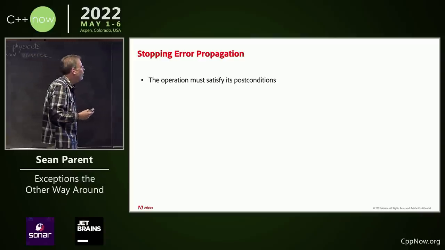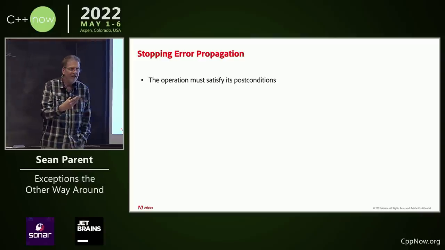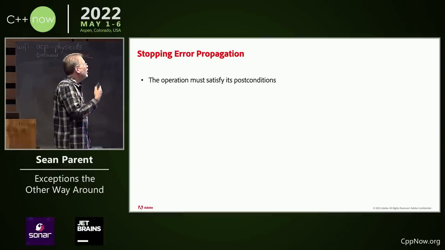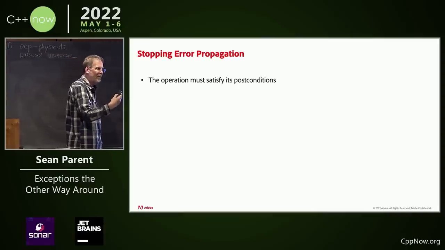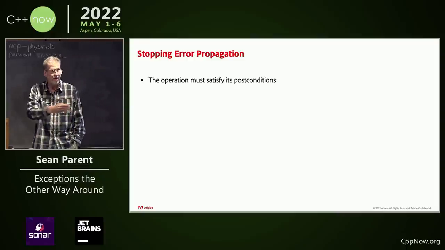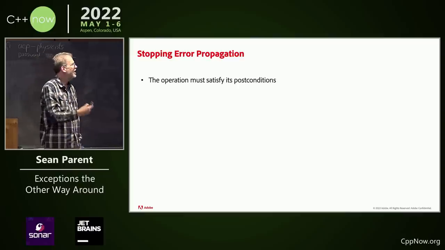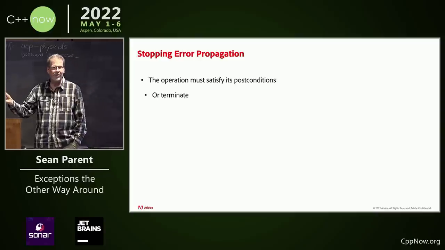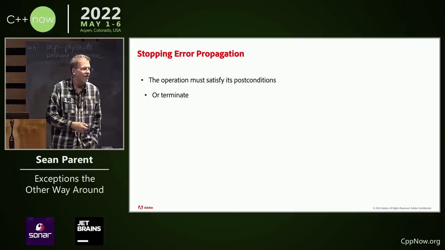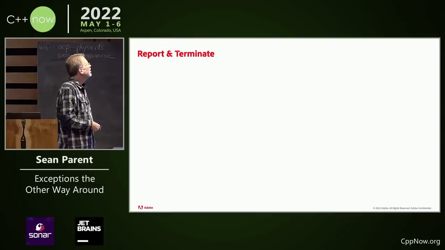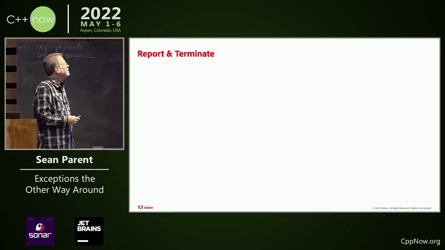So what do we mean? Well, we mean that if we're stopping error propagation, we're catching that exception, we have to satisfy that operation's post conditions, right? Because by definition, we're not rethrowing an error. So we must satisfy the post conditions, or we're done, and we're going to call terminate. Okay? So abort should really be called report and terminate.